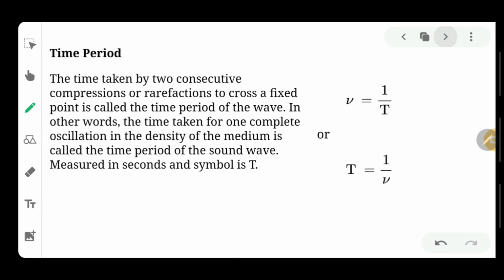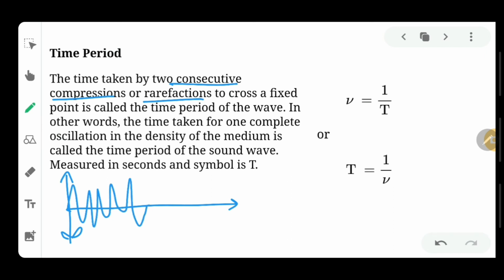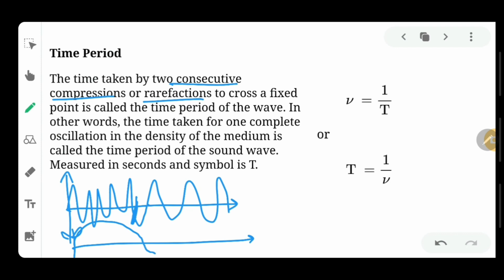Now coming to time period, students. Time period is nothing but the time taken by two consecutive compressions or rarefactions. Students, one compression and one rarefaction make one complete oscillation. This compression will make one peak and rarefaction will make one valley. So consecutive means after a compression comes a rarefaction, and the time it takes to complete one compression and one rarefaction is what we call the time period of a wave.